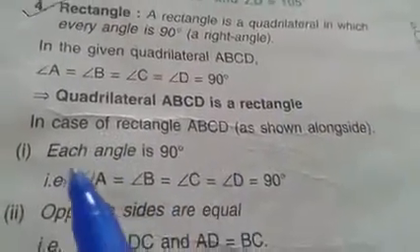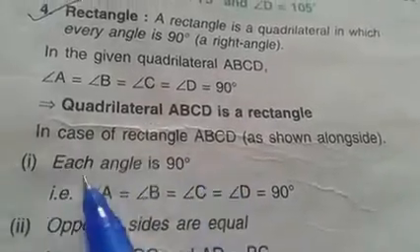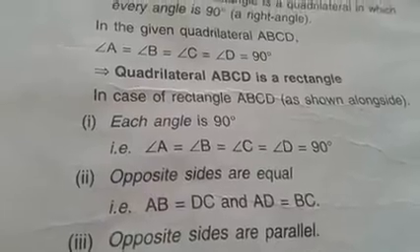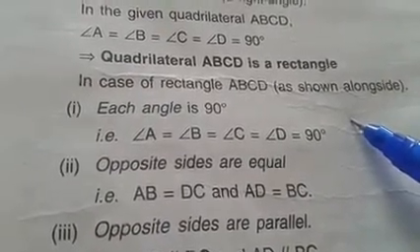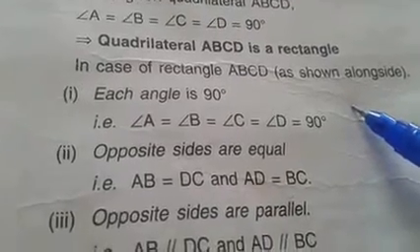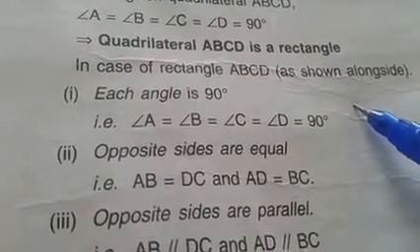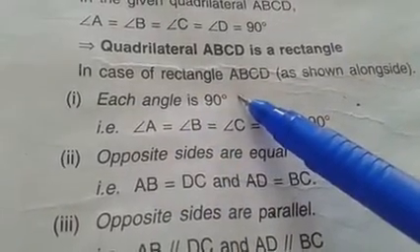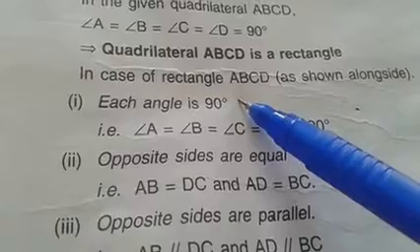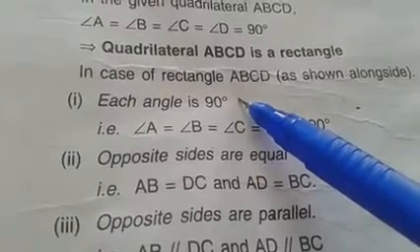Let us see. So each angle is 90 degrees. If each angle of a rectangle is 90 degrees, obviously it becomes a rectangle? No, still not. Why? A square also has 90 degrees, each angle 90 degrees. So let us see the second point. Each angle is 90 degrees is the first point, which shows that it can be a rectangle.